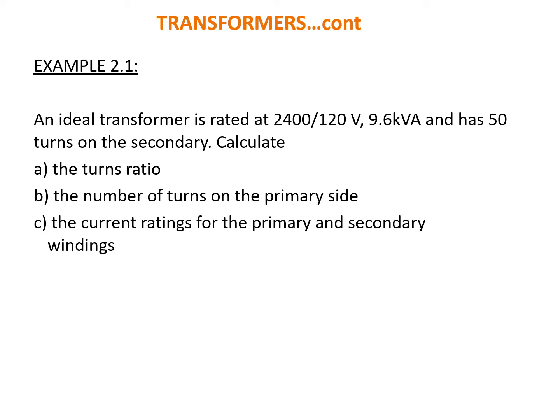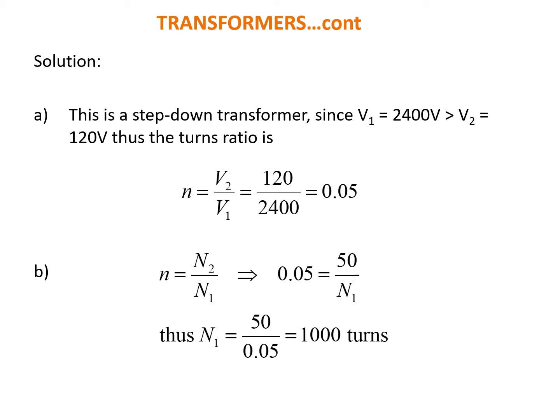Okay, can try this example. An ideal transformer is rated at 2400 to 120. So this one is step down. You have to calculate the ratio. The ratio is less than 1, so this is step down. Then calculate N1. You can use N2 over N1 is equal to V2 over V1, which also equals n because you have the ratio already. So you can get N1 by rearranging this formula.